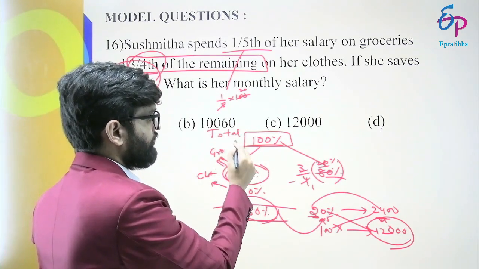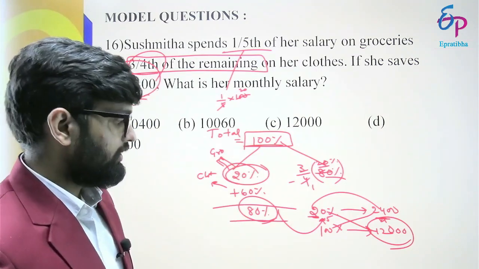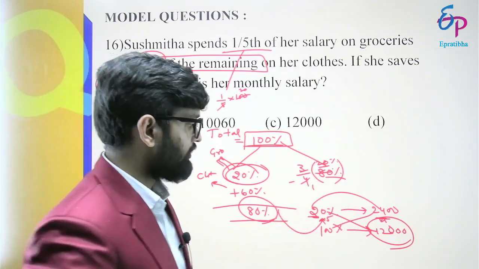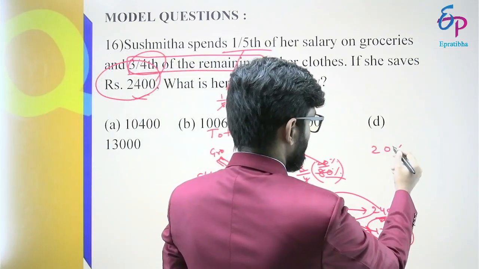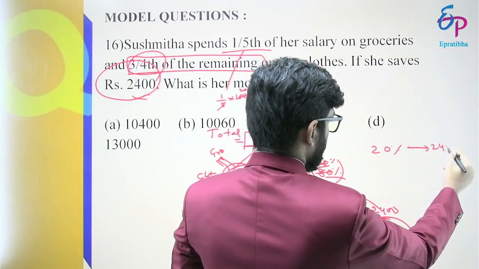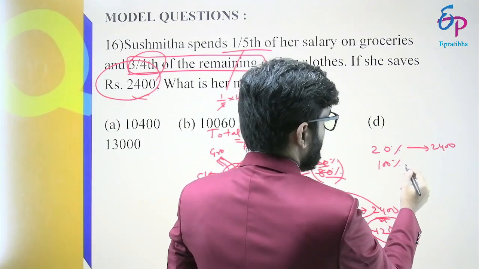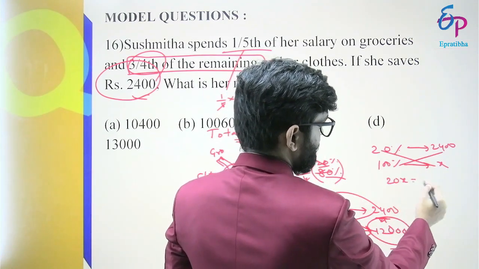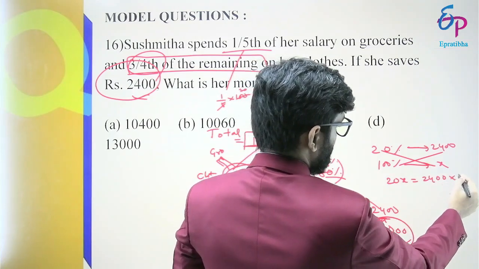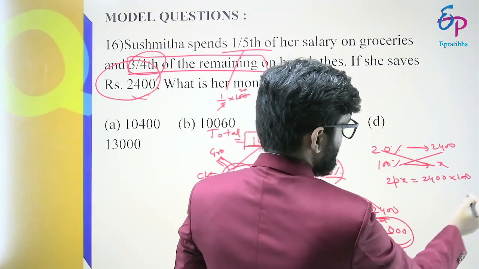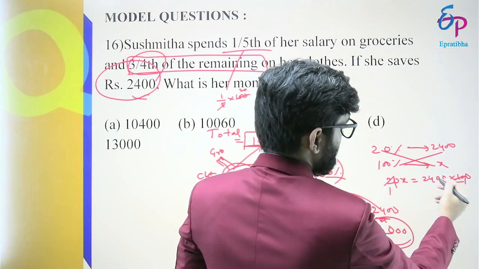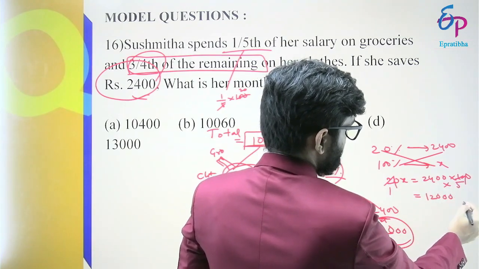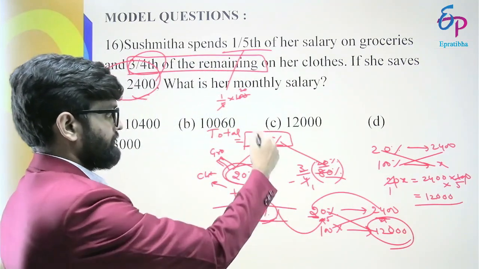Total salary, I have already taken it as 100%. So 100% value is how much? Just cross multiply, you will get the answer. If you want, I will cross multiply with you. 2400, 100% is how much? If you can't guess directly, just take it as x. 20x is equal to 2400 into 100. Zeros cancel, 2 1s are 2, 5s are 5. What is 2400 into 5? It is 1200. Option C is the correct answer.